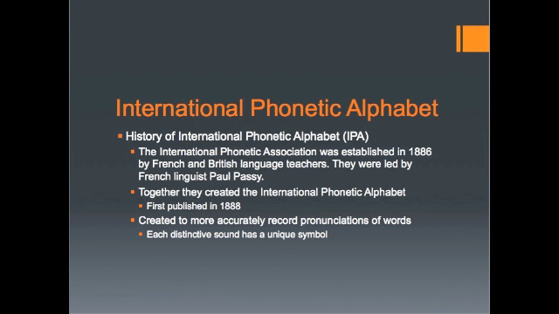Although there were prior IPA charts, the first official one was published in 1888. The International Phonetic Alphabet was created to assist in the recording of the pronunciation of words more accurately. Each symbol in the phonetic alphabet has a certain sound quality that is clear to understand and consistent.